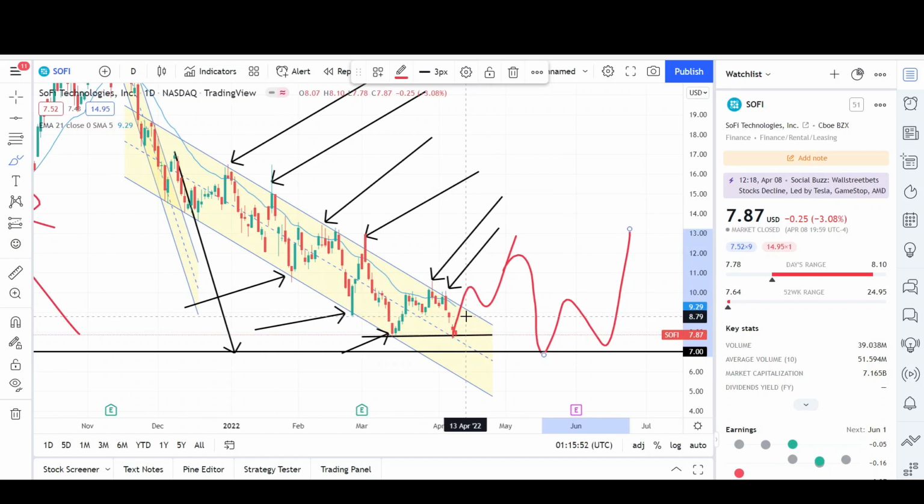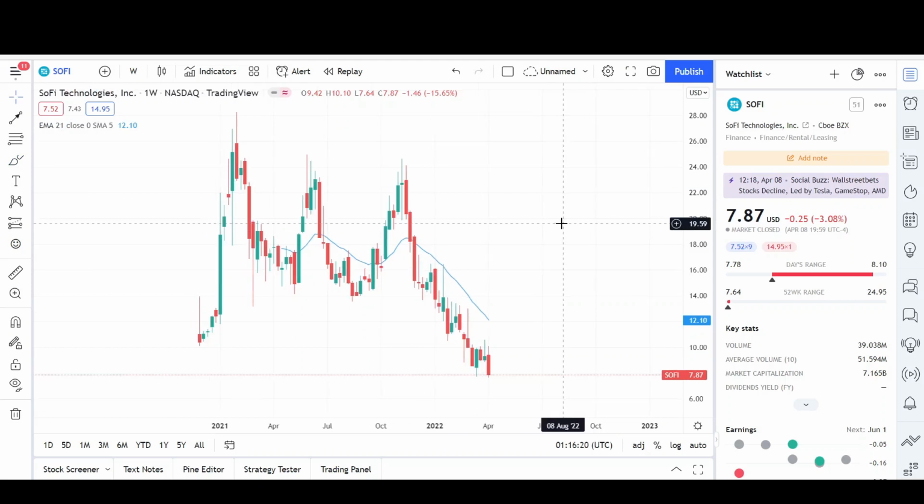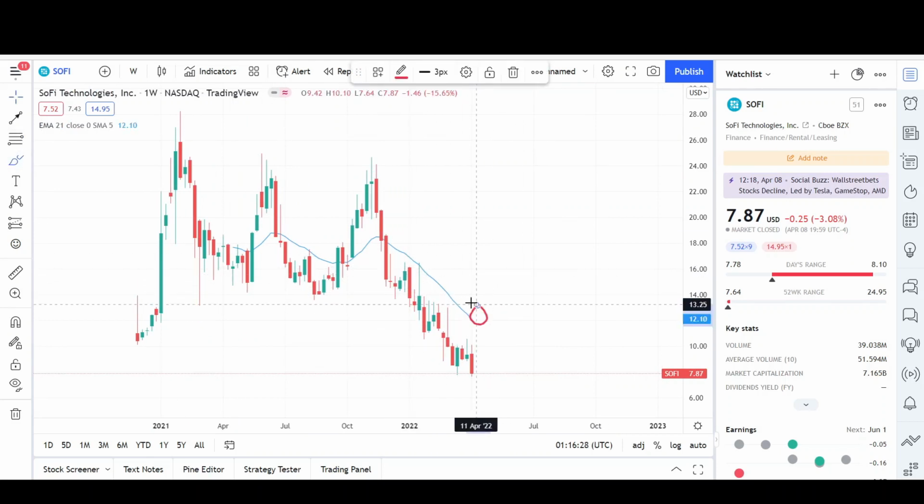So that's everything I have for the daily chart. Let's go and take a look at the weekly chart. So here we have the weekly chart for SoFi, and again, a very bearish downtrend that we're currently inside of. The EMA, we have not been back to it on the weekly chart since January.